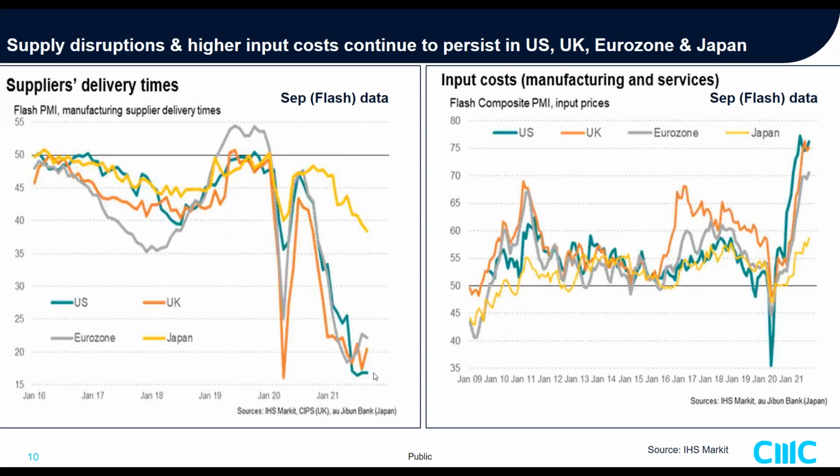Then what you see over here, hand in hand, is that input costs are driven up because of the global supply chain disruption. Input costs, that means the raw materials required to make the finished goods, rose as well, and they keep on rising. They didn't start to slow down. So basically, business costs keep on increasing.